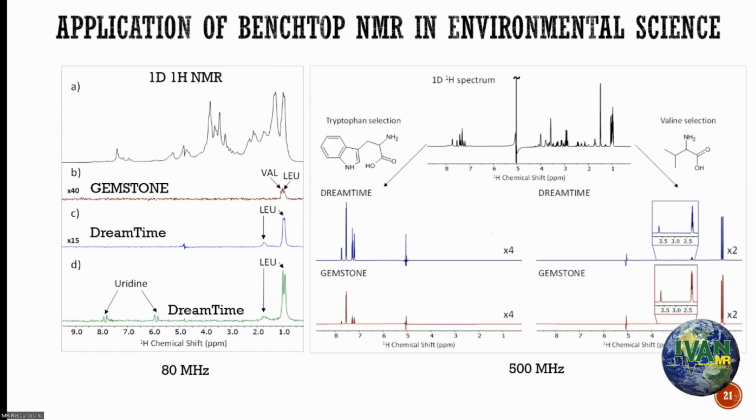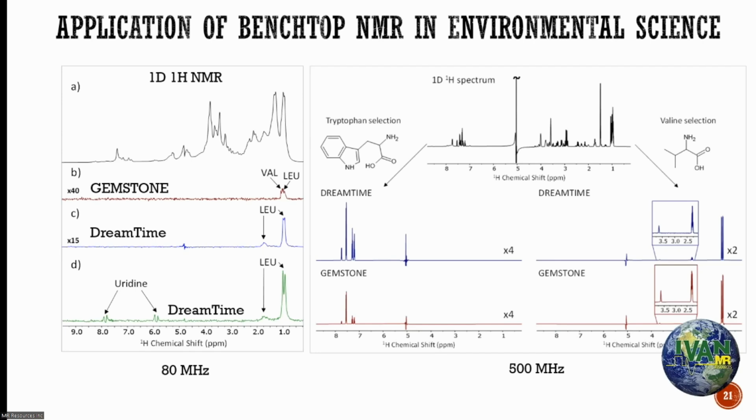Now, talking about spectral editing, one of the methods that we came up with in our lab is DREAMTIME. DREAMTIME allows us to select for specific resonances from a mixture, in this case from spectrally overlapping resonances. Here's an example on a high field NMR spectrum where we use DREAMTIME as well as GEMSTONE as a comparison, and we can see that it is possible to select, for example, valine and tryptophan, no problem at all at high field, and it has similar sensitivity.